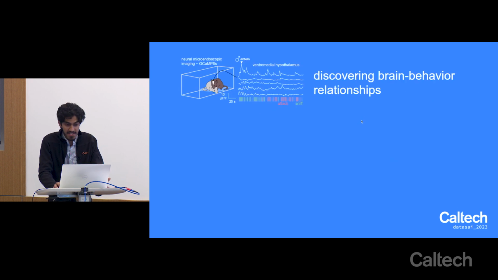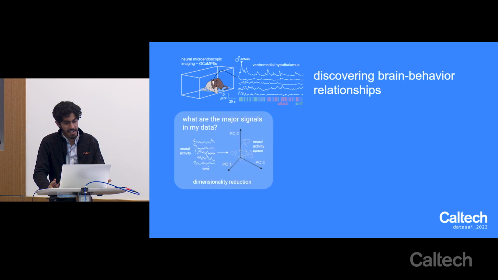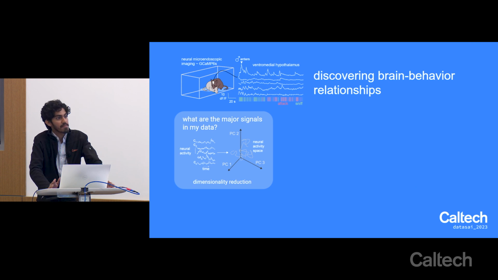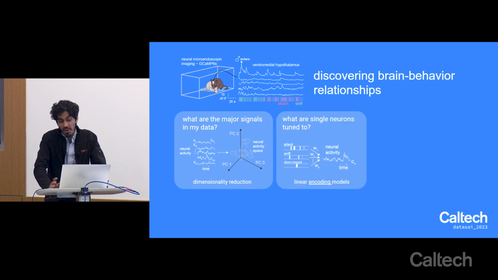There are different things you can ask, right? We want to discover this brain-behavior relationship. You could ask, what are the major signals in my data? And for that, we're going to talk about dimensionality reduction approaches. You might want to ask, what are my neurons tuned to? Are they tuned towards specific behavior? Are they tuned towards combinations of different types of behavior?